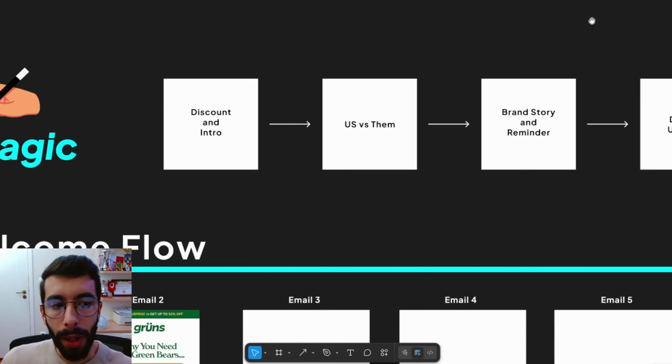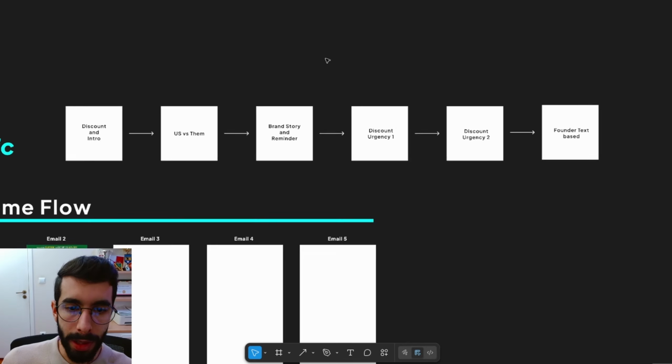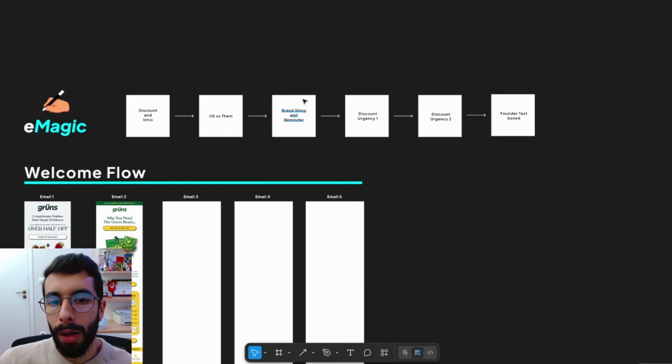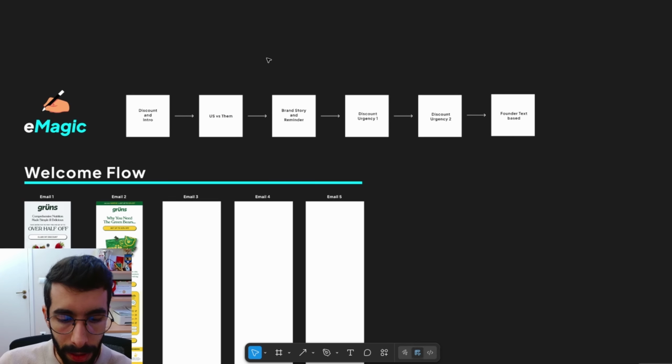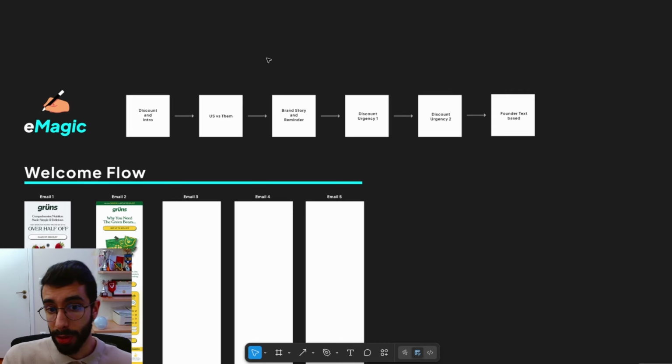Now the third email is your brand story or your founder story. And what I see a lot of people do is they send this email as the second email of the welcome flow. And I don't suggest you do this because it's too early. If you do this, people are going to be cold, they don't know you yet, okay? You first need to tell them that you are actually good. They need to see you as someone that is actually good, okay? And then you need to introduce yourself, okay? So this is very important.